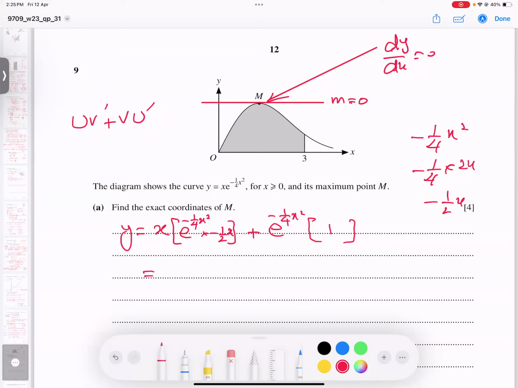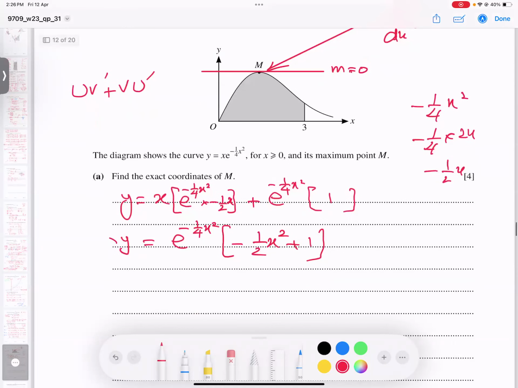Now, students, it is 100% clear. This is a common factor, and I have taken negative 1 over 4 x squared exponential common out. What is left from here? x is left, and this, so I get negative half x squared. And what is here? 1 is left. I believe it's nothing hard to understand. This is done. Now what to do after this? This is the derivative done. I will put the derivative equal to 0.